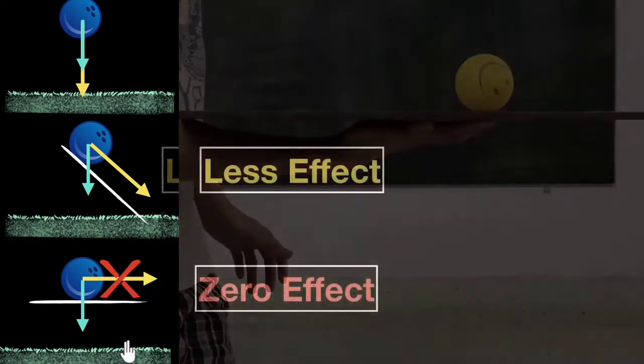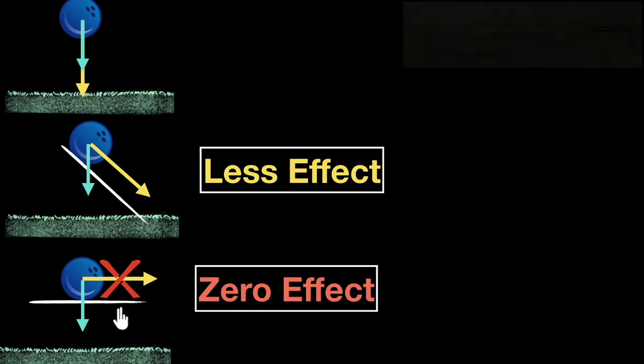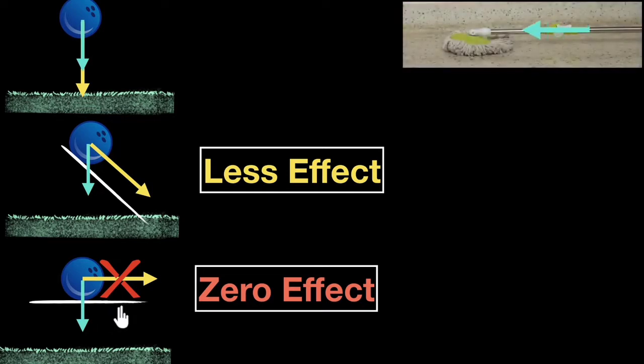So in this case, we can say gravity has zero effect. Now, before we put all of this together and try to make sense of this, let me tell you that this is not just for gravity. This can be seen in any force. To give an example, let's say you take a mop and you push it forward. Then you'll expect the mop to accelerate forward. It'll speed up in the forward direction.